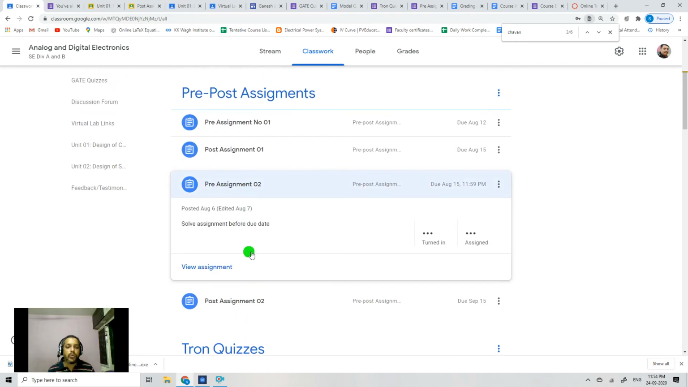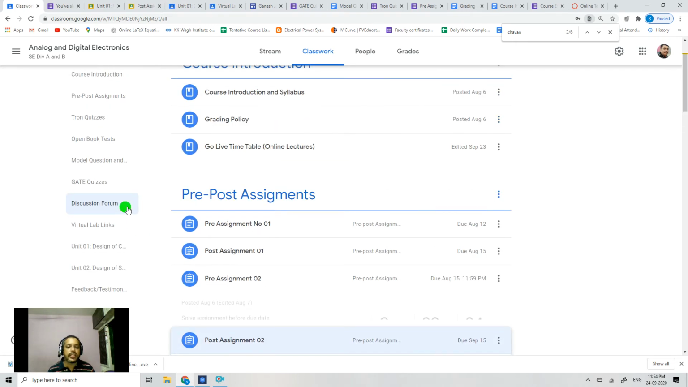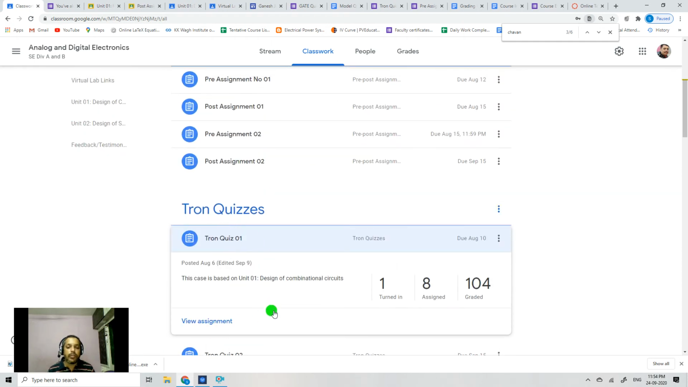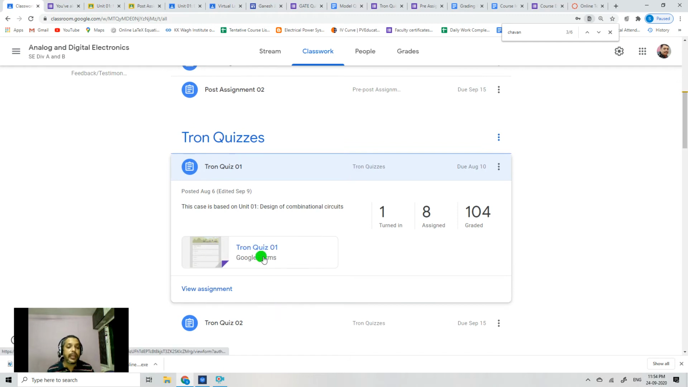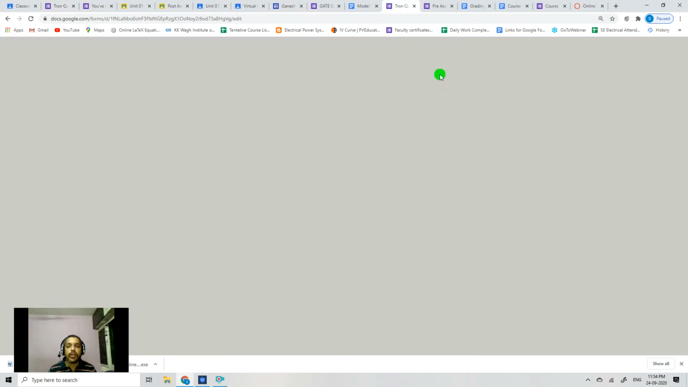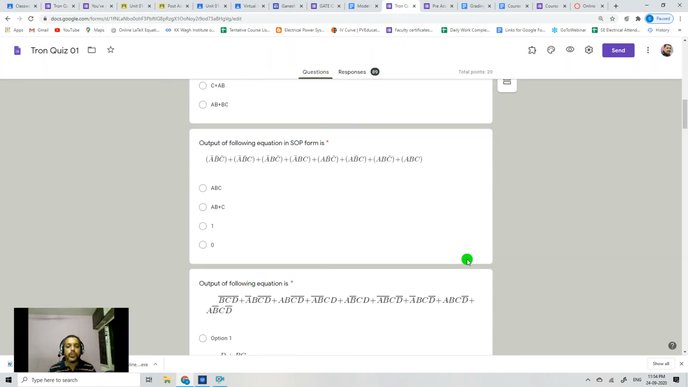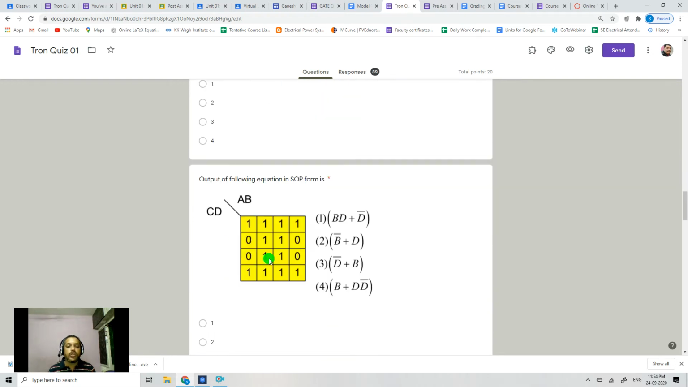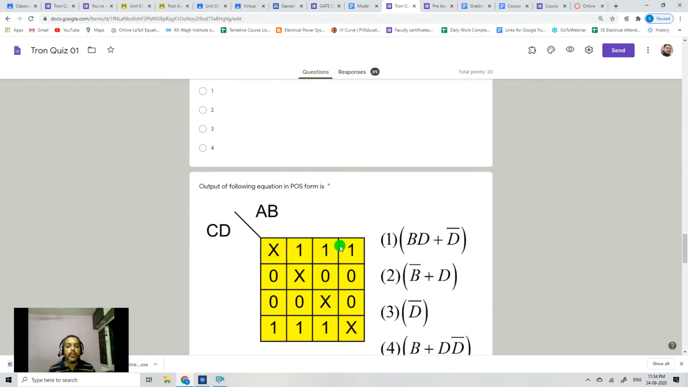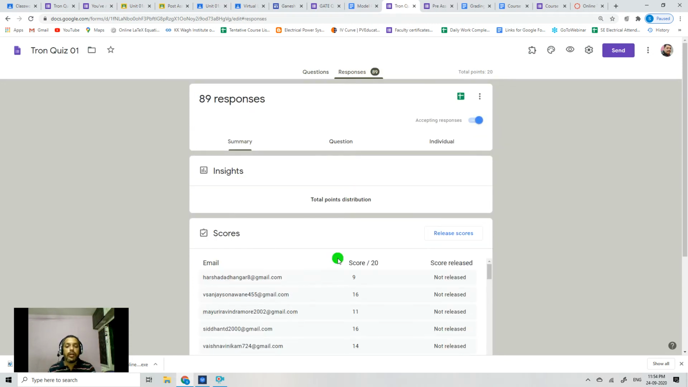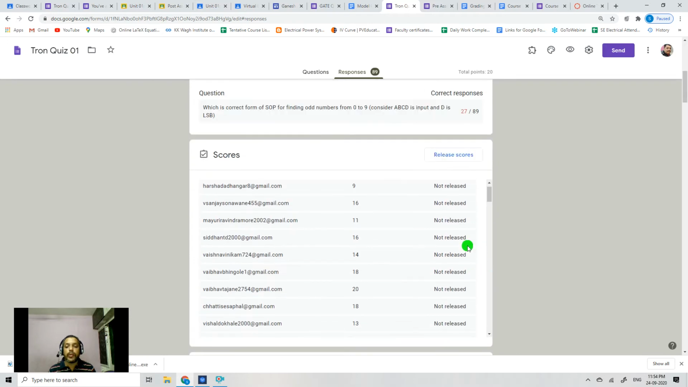Likewise, for unit number 2, there is pre-assignment 2 and post assignment 2. Coming to the next part, the Tron quiz. This quiz is based on unit number 1. This is somewhat higher level than the pre-assignment, but it is based on the theoretical knowledge which they have gained from those units. In that Tron quiz, you will observe that I have posted the questions. These are Boolean algebra questions, K-map questions, so Karnaugh map questions, SOP, POS form, different forms of questions are introduced. In the response, you can check how the students got points out of 20.